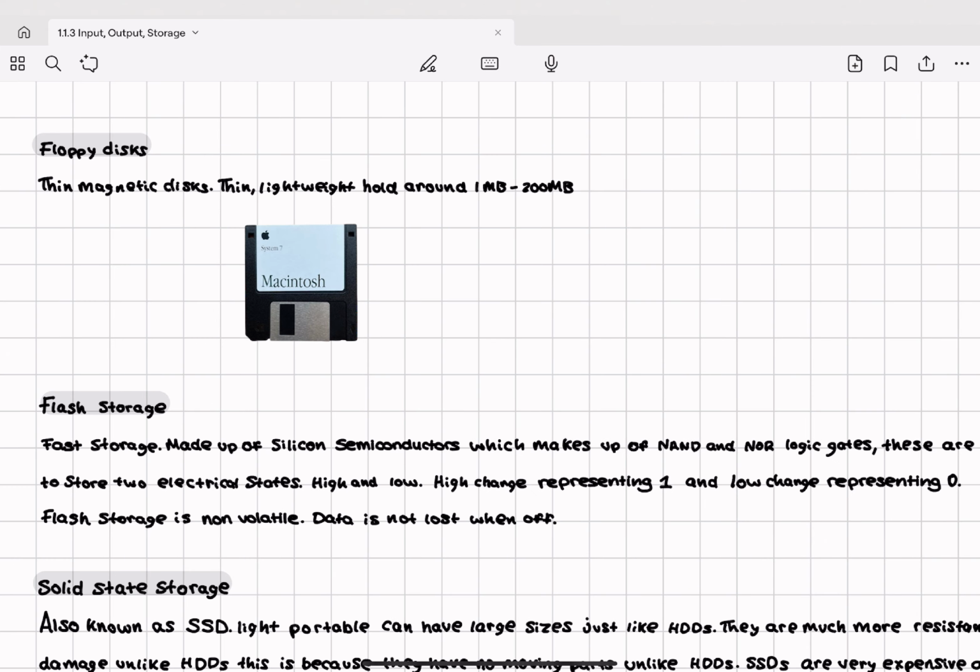Another one which was used a really long time ago is the floppy disk, but you also need to know this. They're basically thin magnetic disks. They're thin, lightweight, and they hold around 1 megabyte to 200 megabytes.